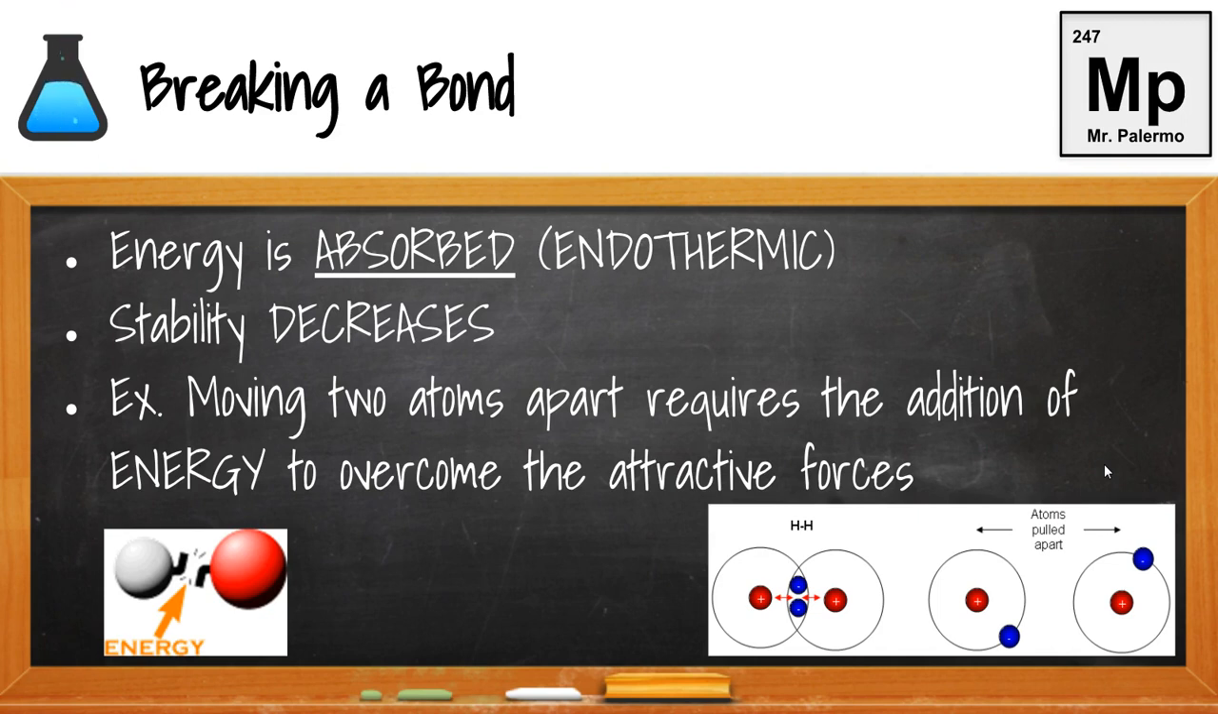When we break a bond, we have to put energy in. So in order to break something apart, I have to add energy. So energy is absorbed, and the word we use is endothermic. Endo meaning taking in, again, therm meaning heat. And so the stability then decreases. Atoms are unstable. So example, moving two atoms apart, as we can see here, requires the addition of energy. So if you look at this situation, if we have this attractive force on these electrons and they're sharing these electrons, if I want to move them apart, it's like moving two magnets apart. I have to put energy in, and so therefore energy is absorbed. And now they are unstable. If I let them go, they're going to come back together.